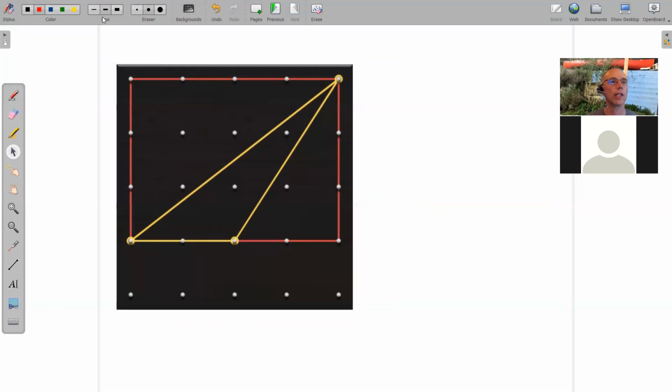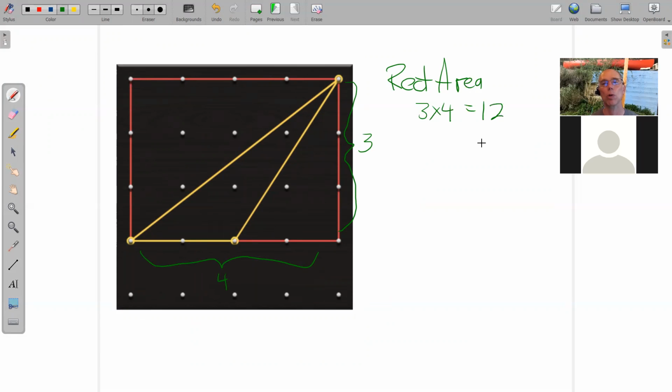So I'm just going to scribble on this a little bit. All right, so what do we got here? Let's use green, should show up okay. We have a 4x3 rectangle. So we're starting off with a rectangular area of 3 times 4, which equals 12. And what we want to do is we want to whittle away these outside triangles to get to our golden triangle inside. So I need to find this triangle area up here.